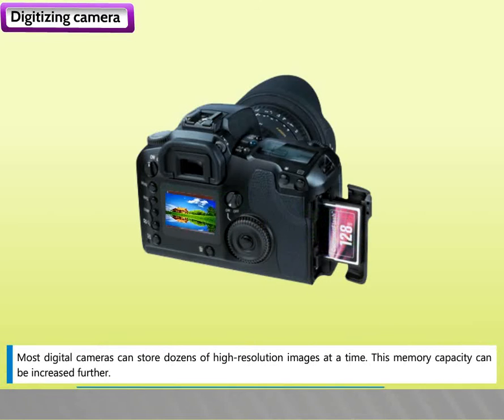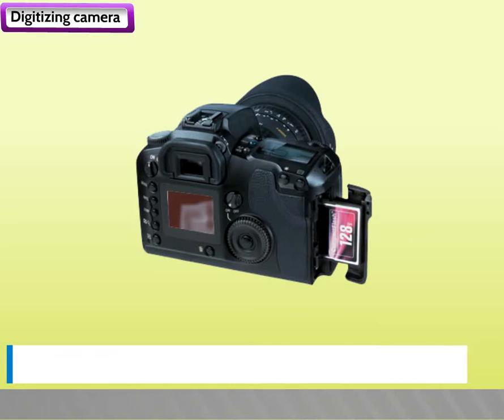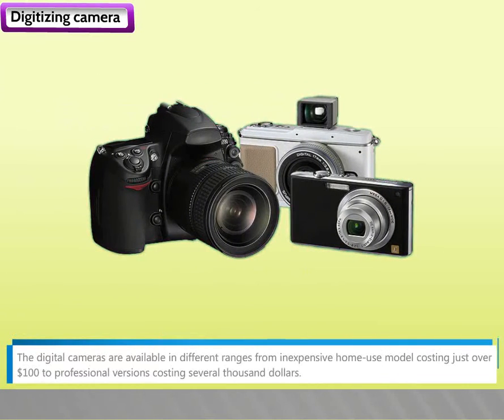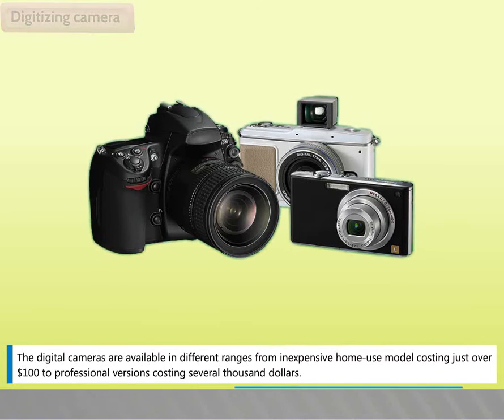Most digital cameras can store dozens of high-resolution images at a time. This memory capacity can be increased further. Digital cameras are available in different ranges, from inexpensive home use models costing just over $100 to professional versions costing several $1,000s.